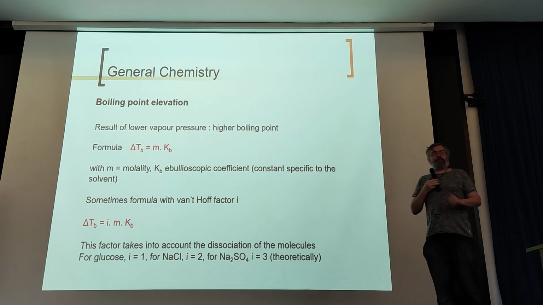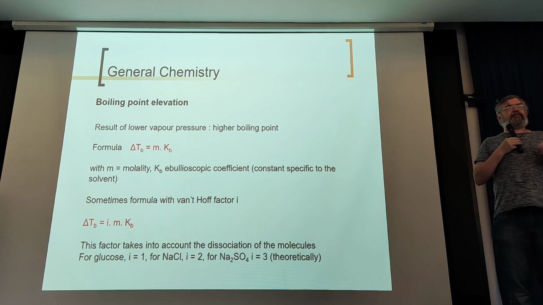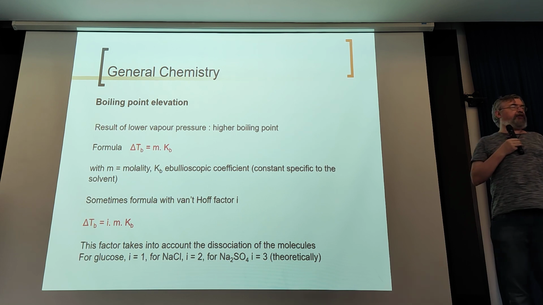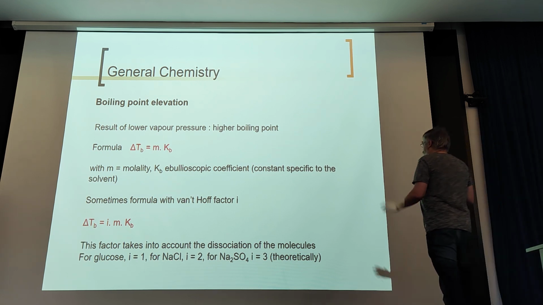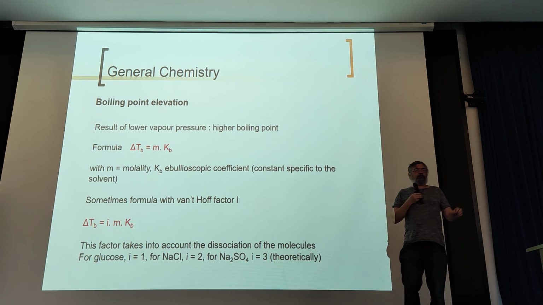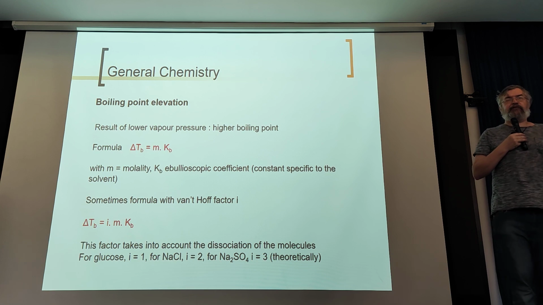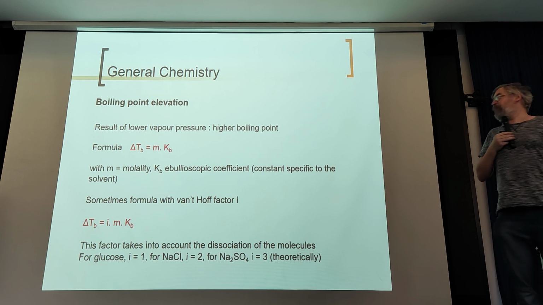So there is a variant which is a little bit more correct and which includes the so-called Van 't Hoff factor. Van 't Hoff was a Dutch scientist of the 19th century, and 19th and 20th. So this factor takes into account how much particles you get, because if you dissolve 1 mole of substance, as I explained, it doesn't always give 1 mole of particles. Sometimes it gives 2 moles or 3 moles.